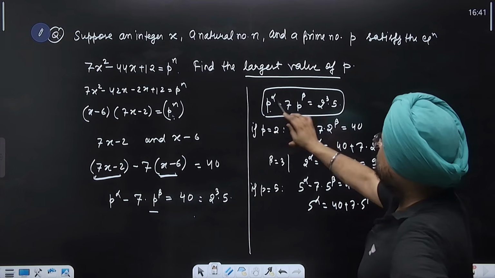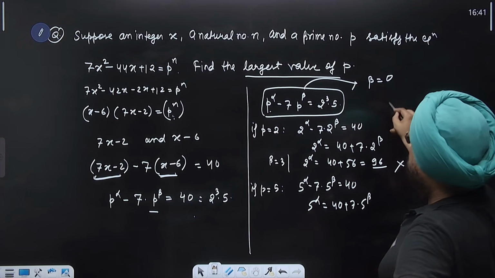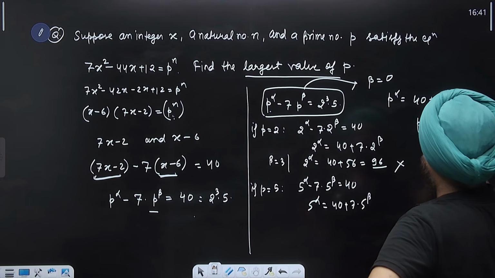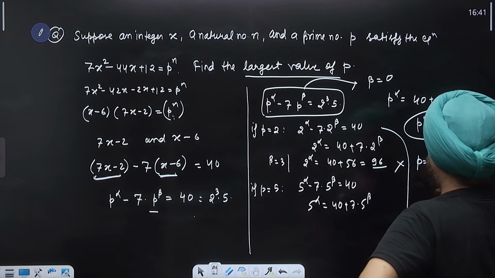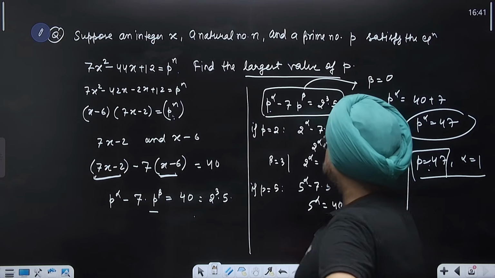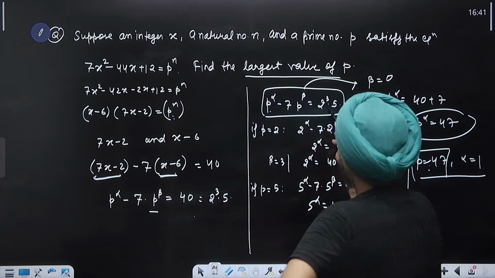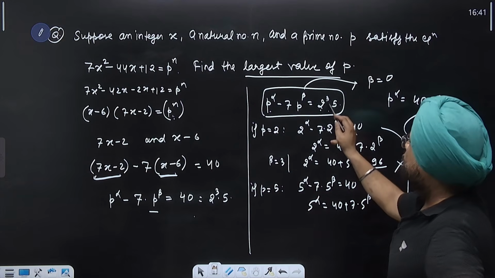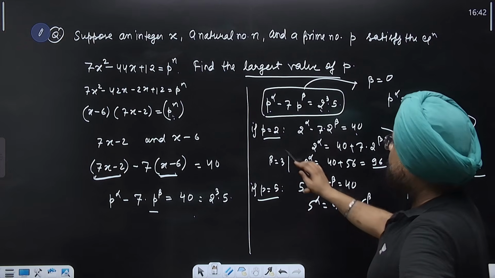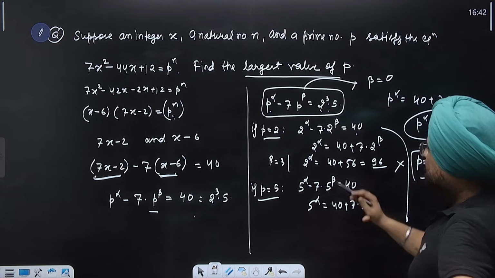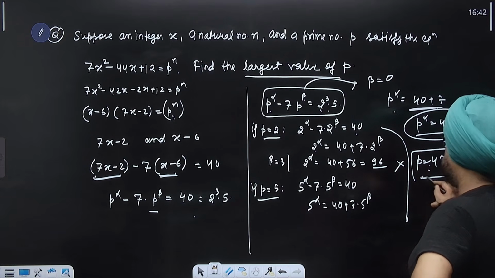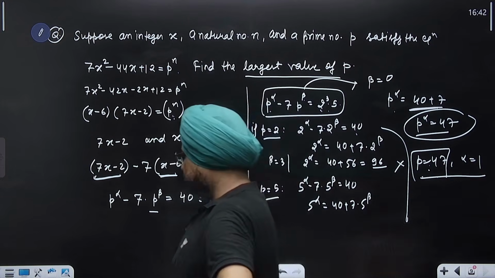We have to find the maximum value of p. If beta is equal to 0, p^alpha is 40 plus 7, which is 47. So p is equal to 47 and alpha is equal to 1. This is the largest prime number, p is equal to 47. By considering 40 as 2³ into 5, we are stuck with p equal to 2 and p equal to 5, and I am not getting any integers. So rather, if we put beta equal to 0, then p^alpha is a prime number itself. So the maximum value of p will be 47.